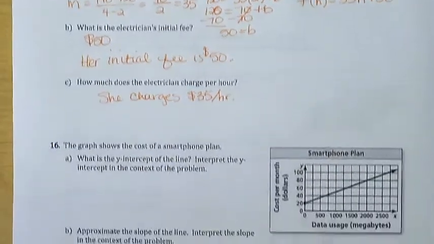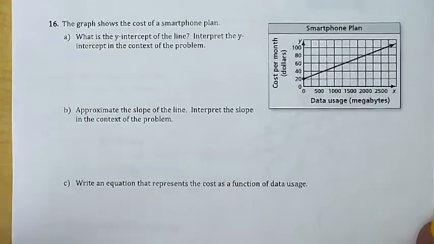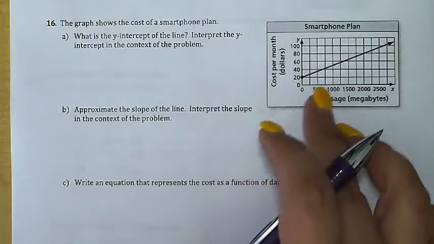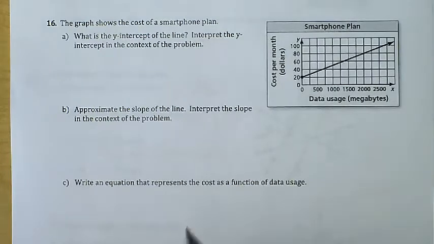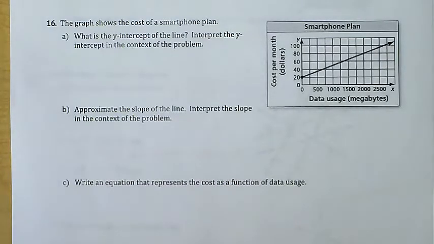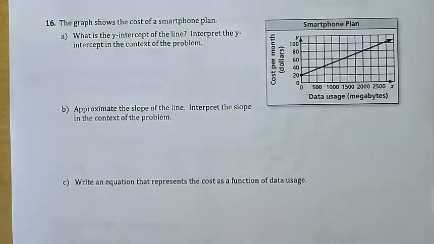All right, let's take a look at the very last one here. The graph shows the cost of a smartphone plan. What is the y-intercept of the line? And interpret the y-intercept in the context of this situation. And then approximate the slope and interpret the slope in the context of this situation. And lastly, we want to write an equation that represents the cost as a function of data usage. So let's start with, what is the y-intercept?